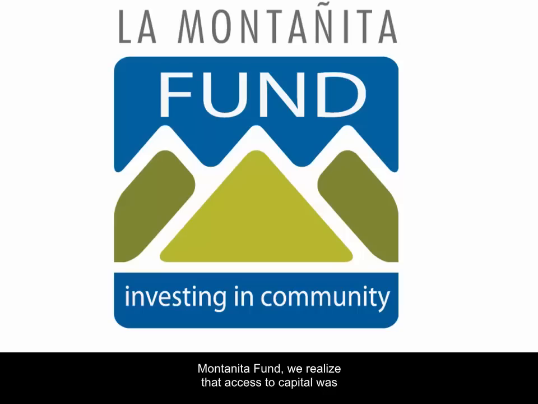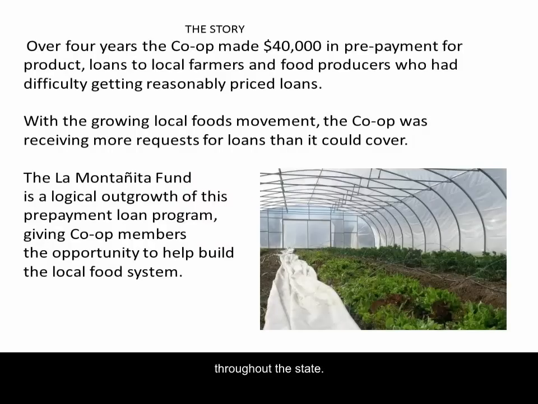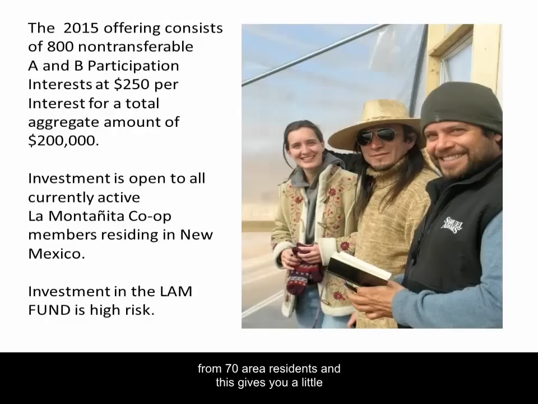We realized that access to capital was one of the key areas in which farmers and local producers really needed help to expand, to grow the local food system. And so we created a grassroots investing co-op that does microloans to farmers throughout the state. We now have about $142,000 in investments from 70 area residents. This gives you a little information about how it works. All of this information is available on our website too. Over the past 3 years, we have, in a revolving loan fund, lent out over $150,000 in loans to area producers to help them scale up.